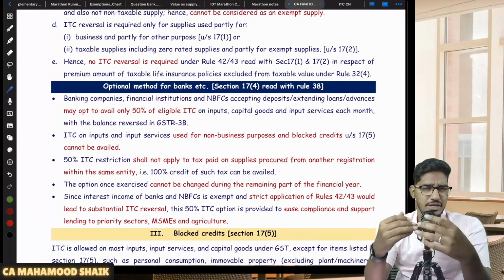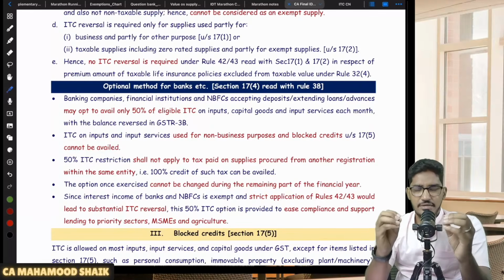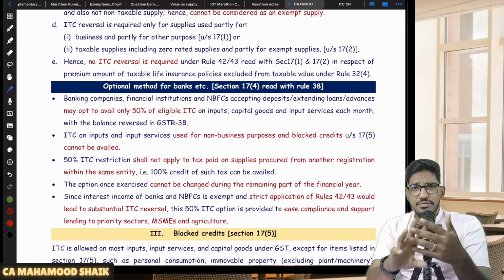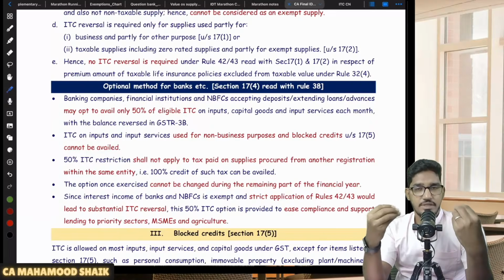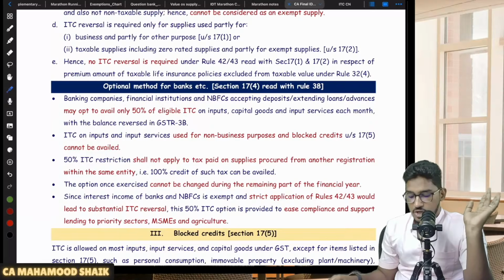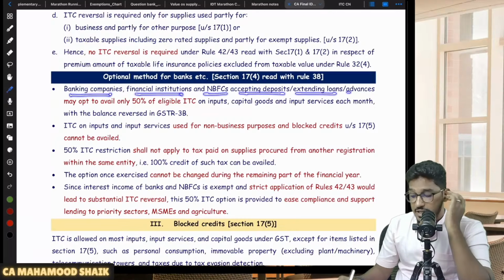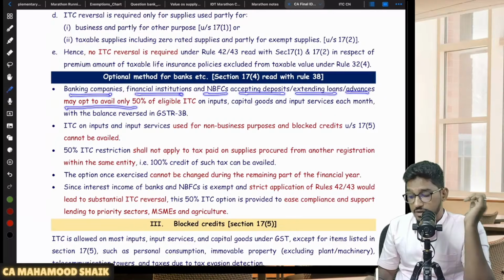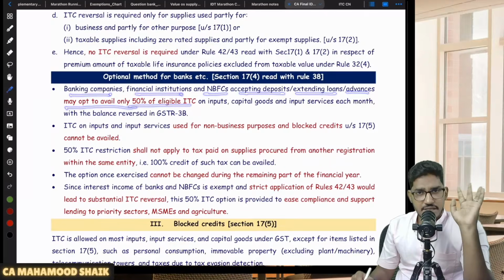Now, every month, every year, they would be calculating exempt turnover and total turnover and checking the comparison. That will take a lot of time. So that's why, for simplicity, they have given banks one optional method. What is that optional method? Banking companies, financial institutions and NBFCs accepting deposits, extending loans or advances may opt to avail only 50% of eligible ITC.